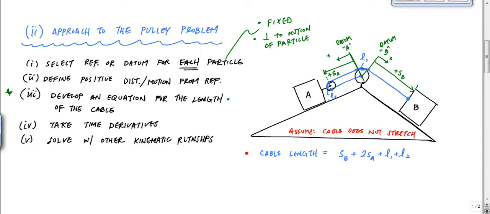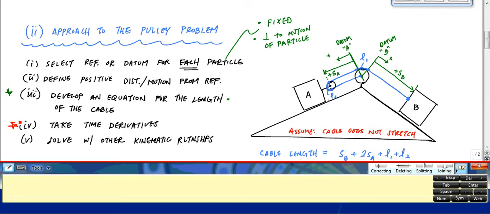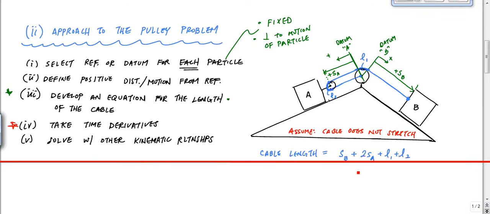And so here, if I take a time derivative of this cable length equation, the cable length is constant, so the time derivative of that would be 0. That would be dsb dt plus 2 dsa dt plus the L1 length, no matter where I am, the time derivative will be 0 because L1 always remains constant, as does L2. So essentially plus 0. This is the same as saying 0 is equal to the velocity of B plus 2 times the velocity of A. Okay, which means that VB is equal to minus 2VA.